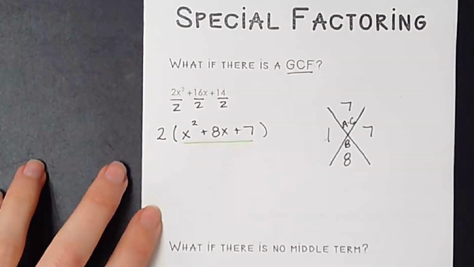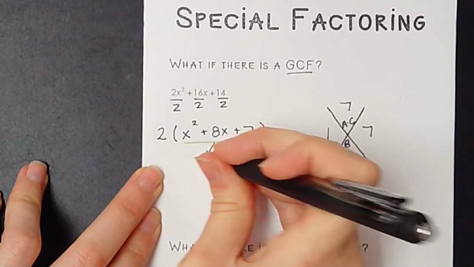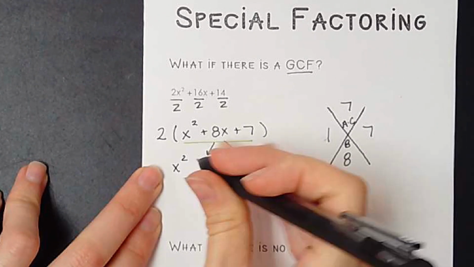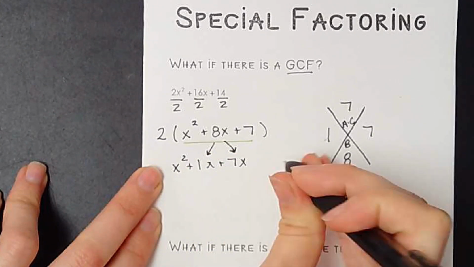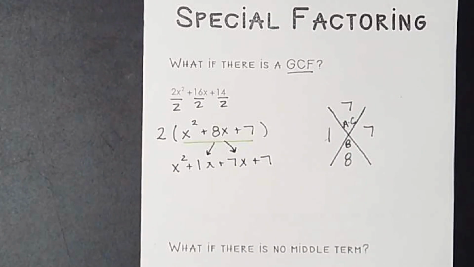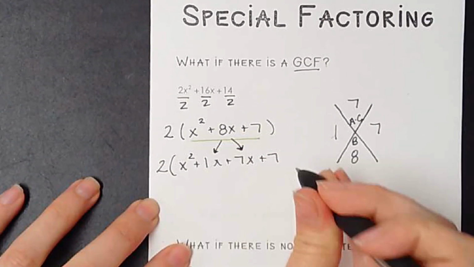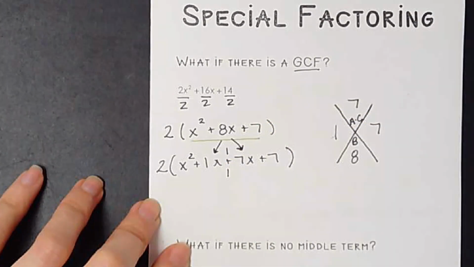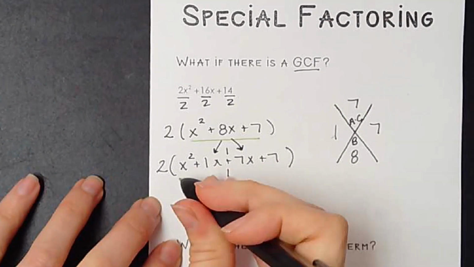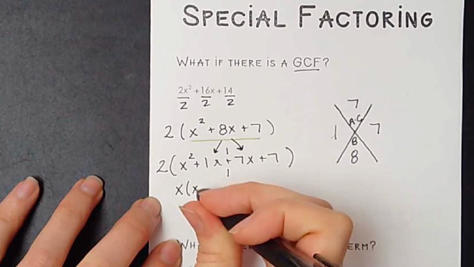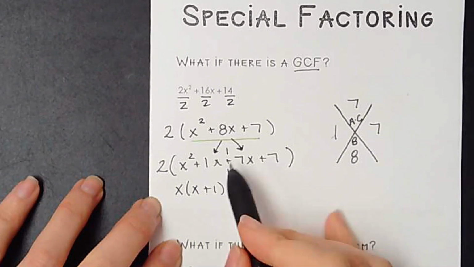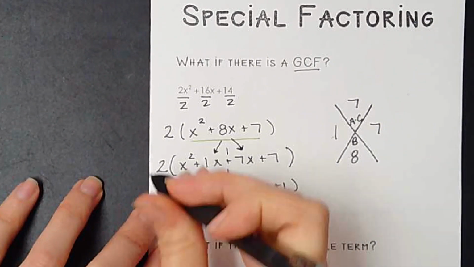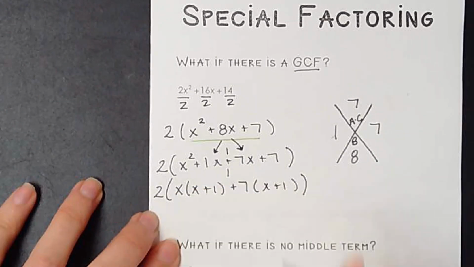If I factor this by grouping, I split my middle term. So I would have x squared, and my new middle term is 1x and 7x. And this still has that 2 out in front. So now to factor by grouping, I look at each half. In my first half, the GCF is an x, so I'd be left with x plus 1. In my second group, my GCF is 7. I'm left with x plus 1. And this is still all being multiplied by that 2 on the outside.